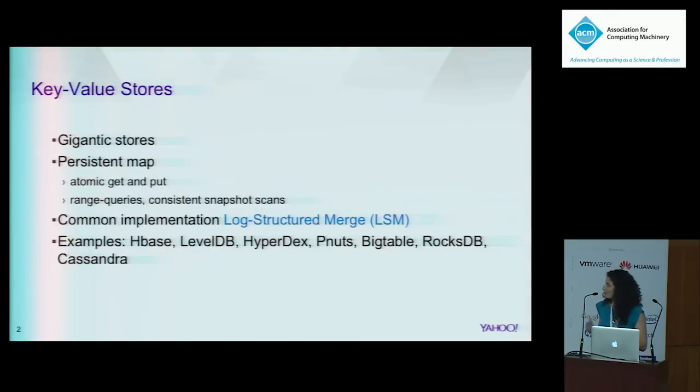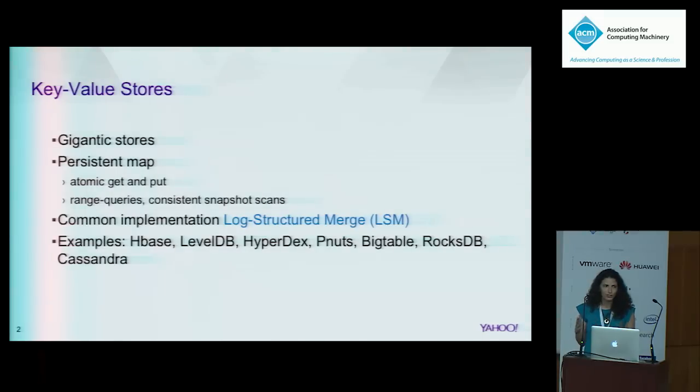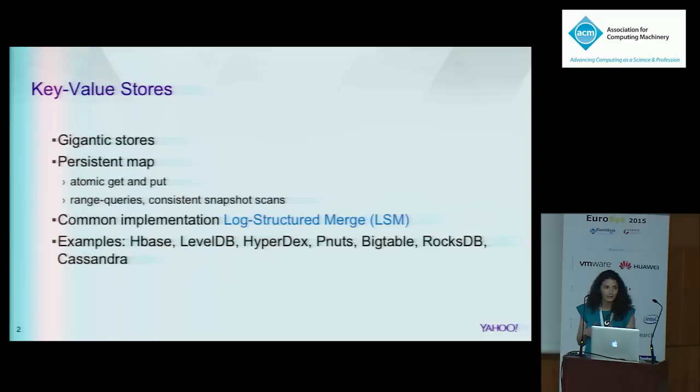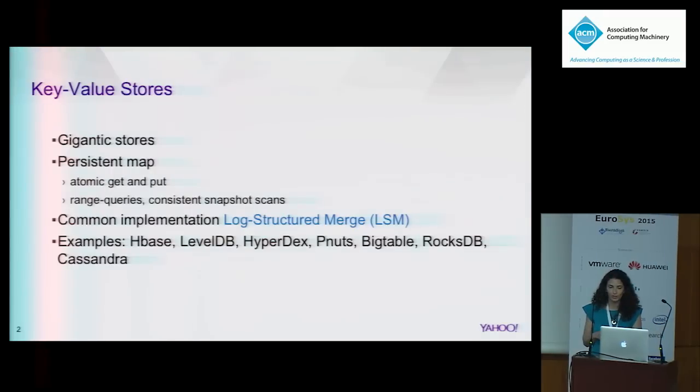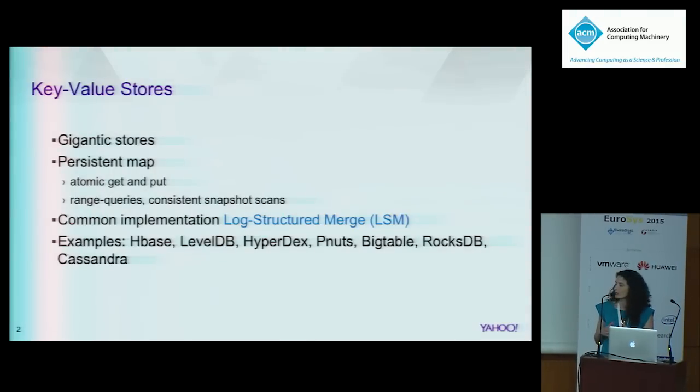So as many of you may know, in recent years, big key-value stores managing billions of items are prevalent in serving big web-scale systems such as web search indexing and serving personalized media. Key-value stores are essentially a persistent map supporting atomic put and get operations. Modern key-value stores also support range queries and snapshot scans.